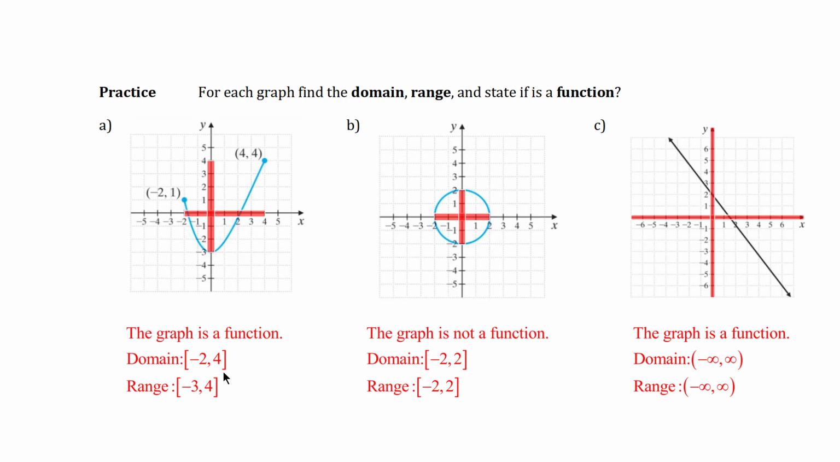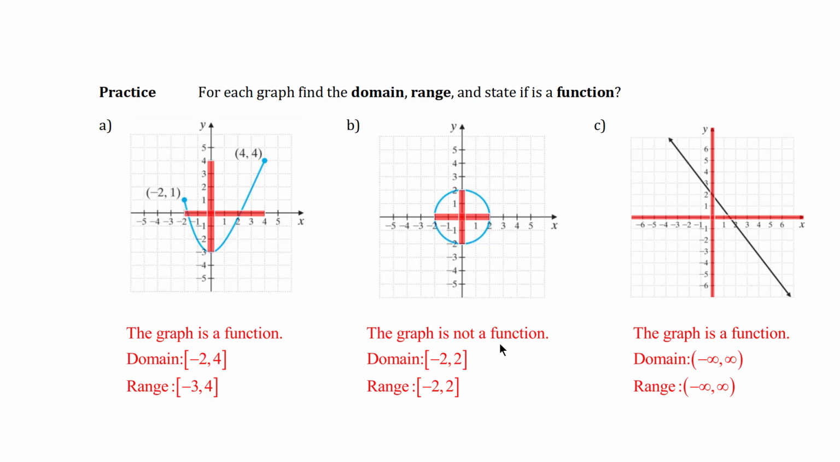For the range, you could see the smallest y value on the y-axis that our graph uses is -3, and the largest y value is +4. So we write our range as bracket -3, 4, close bracket. Moving on to part B, you can see that our graph does not pass the vertical line test, so this is not the graph of a function.